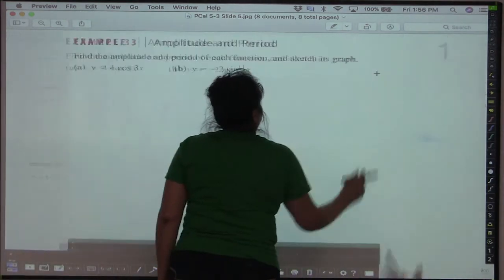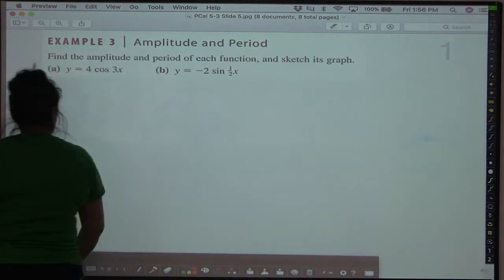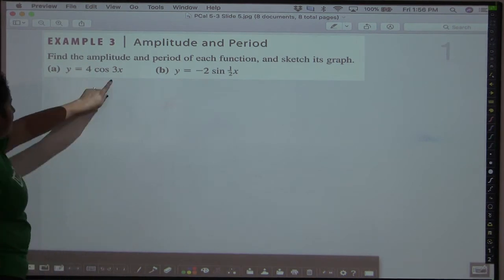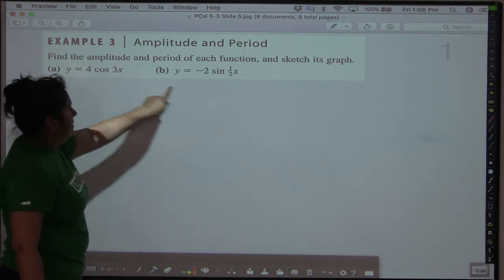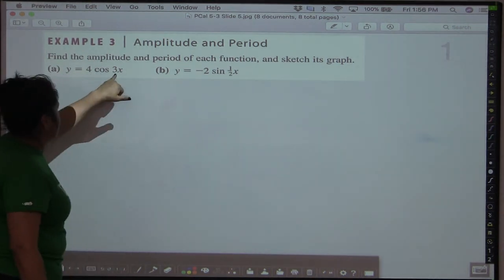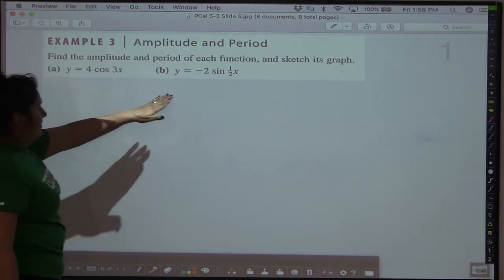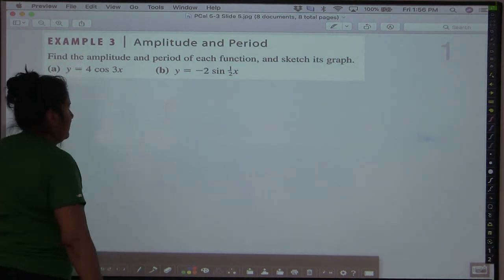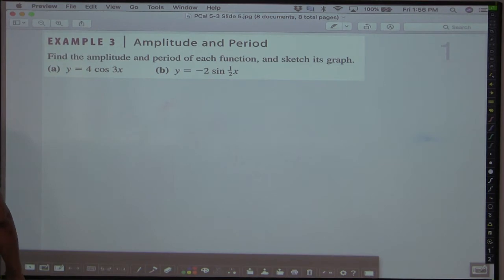Example 3. In example 3, now we're starting to see that there's B values here. So these ones have some B values and some A values and some negative. Now we're doing a sine curve. That's kind of cool. We haven't done a sine curve yet. So let's go through and talk about that for a second.